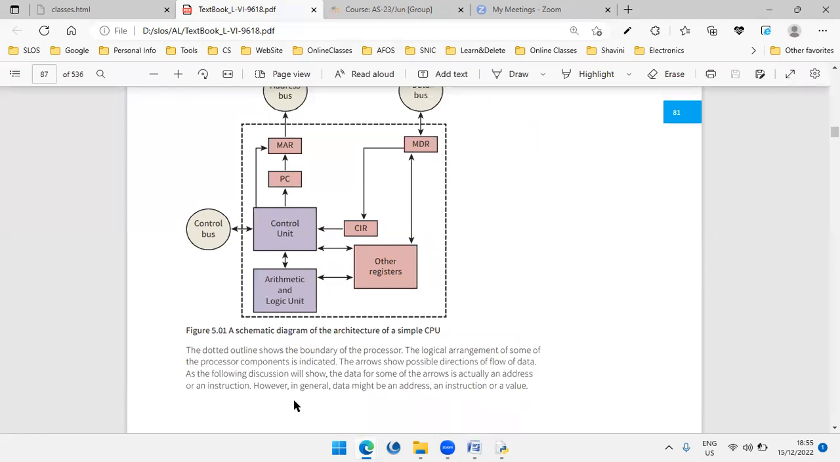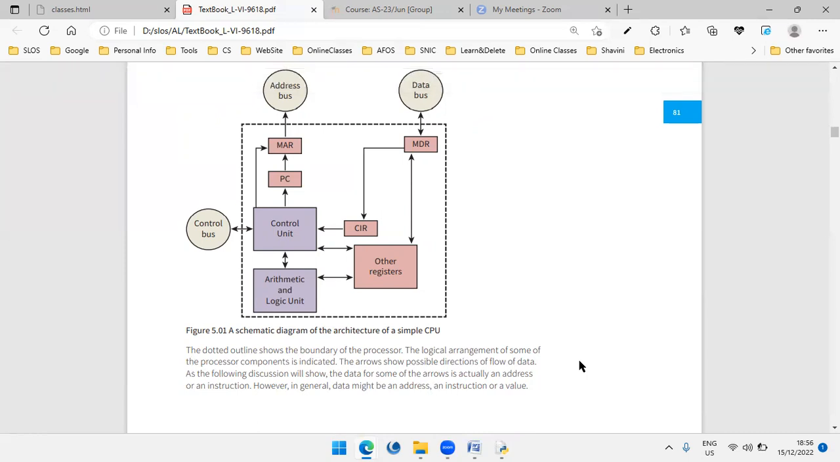The logical arrangement of some of the processor components is indicated. The arrows show possible directions of flow of data. We discuss it. As the following discussion will show, the data for some of the arrows is actually an address or an instruction. However, in general, data might be an address, an instruction, or a value.